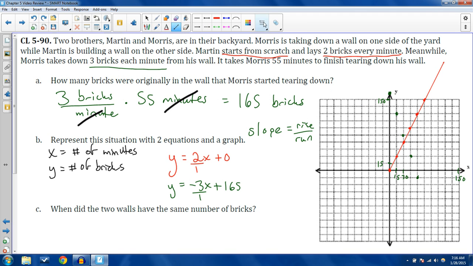So I'm going to go and draw it this way. All right, it's going to go down. And actually, I'm just going to go and stop it right there. Really, once he gets to 0 bricks, he's not going to start laying negative bricks, so that kind of becomes an obsolete and moot point.